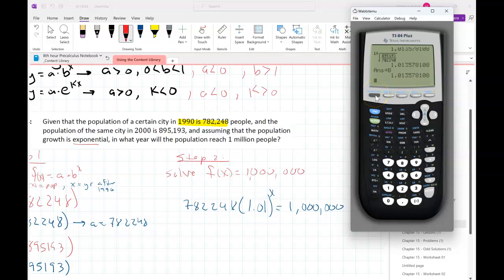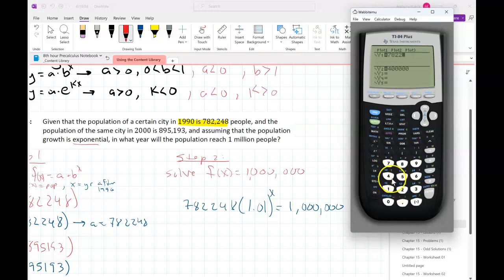So into my calculator, I'm going to go to the y equals. Into y1, I'm going to type the left-hand side of my equation. Instead of using 101, though, I'm going to use b. That's why I saved that number, so I could do something like this.